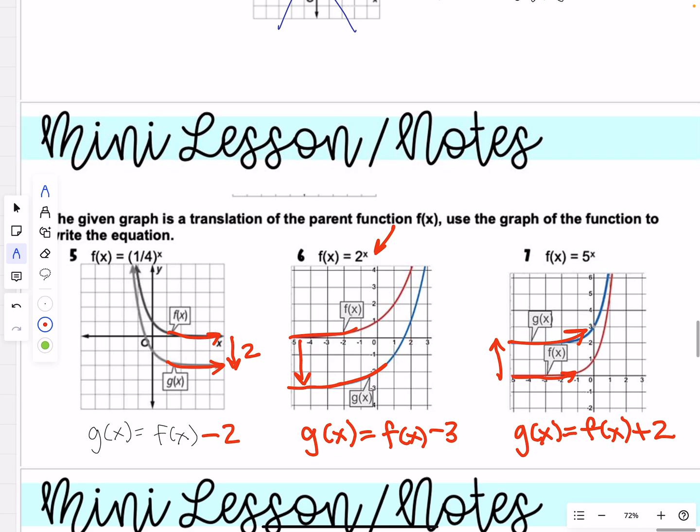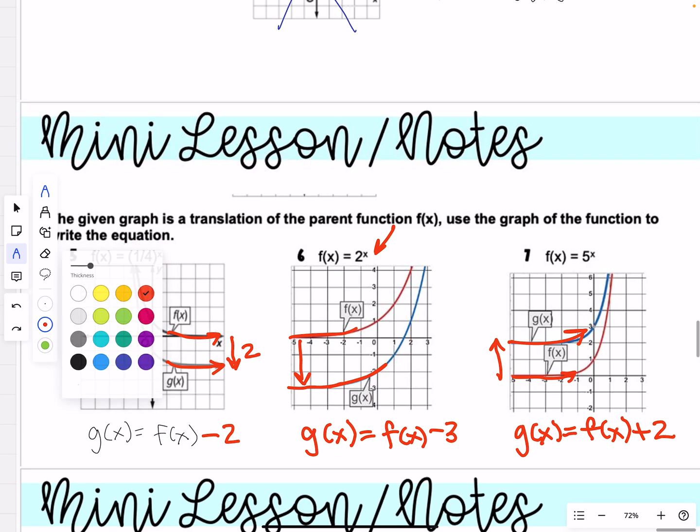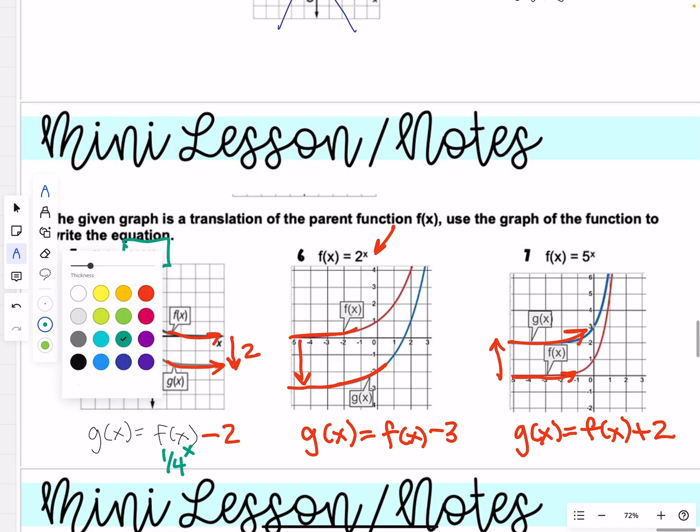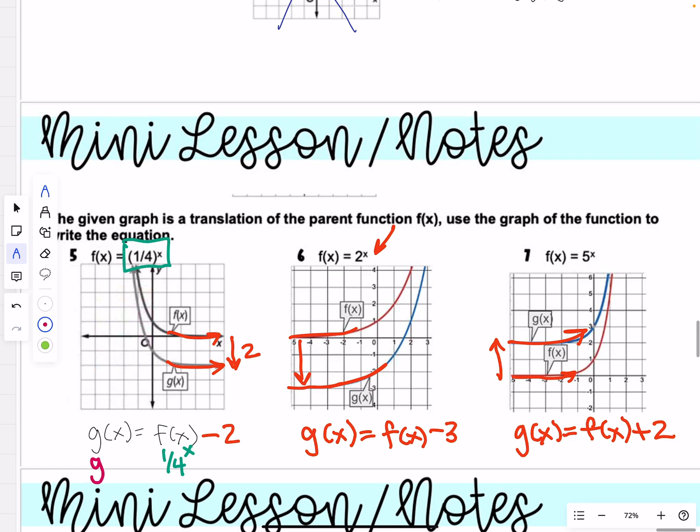Okay, so now we're going to come back to each of these functions and notice we are given what f of x is. We're going to substitute that in where we see f of x. So all we're going to do, actually let's change the color here so that we see what's happening. This is going to replace f of x. So this is going to be 1/4 raised to the x. And the rest is going to stay the same. So g of x is equal to 1/4 raised to the x minus 2.